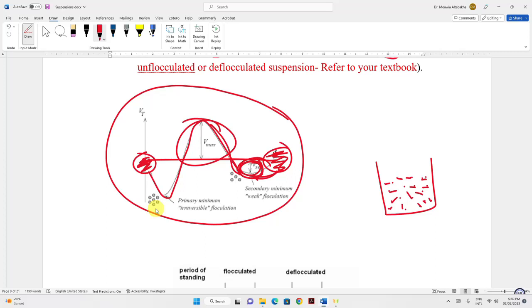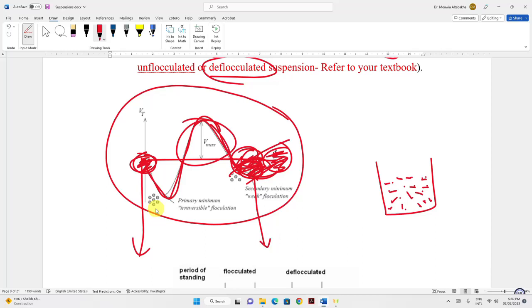In a non-flocculated or deflocculated suspension, you know what you are having? You don't have this one. This one is not there. So what you have is attraction and repulsion. So the particles don't come closer to each other. They stay here. And they settle down. They go down freely because they are not attracted to each other. There is no attraction area at a distance.